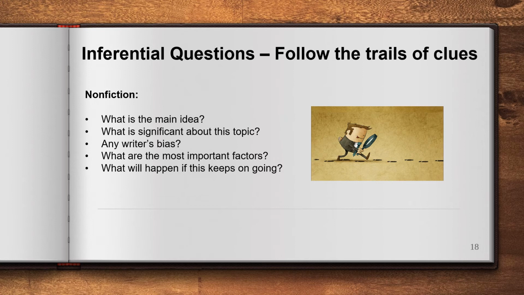Now, we don't just think inferentially when we read a story. We also have to follow trails of clues when we read non-fiction. We need to infer what is the main idea, what is significant about this topic. We have to notice if the writer has any bias, and we have to think about what's going to keep happening in the world if this issue doesn't get solved.